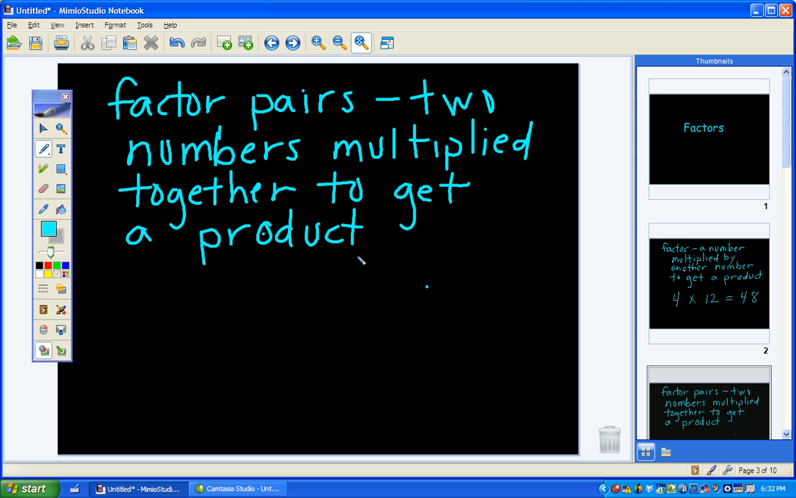The reason we're going to need to know about factor pairs is because we're going to be doing some things called divisibility rules. Divisibility rules are rules that will help us when we get into fractions and doing things with fractions, like equivalent fractions and adding and subtracting fractions and other tasks that we use with fractions.